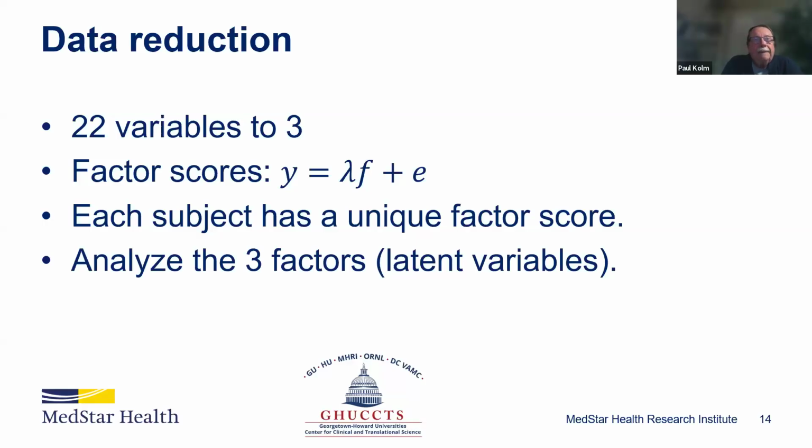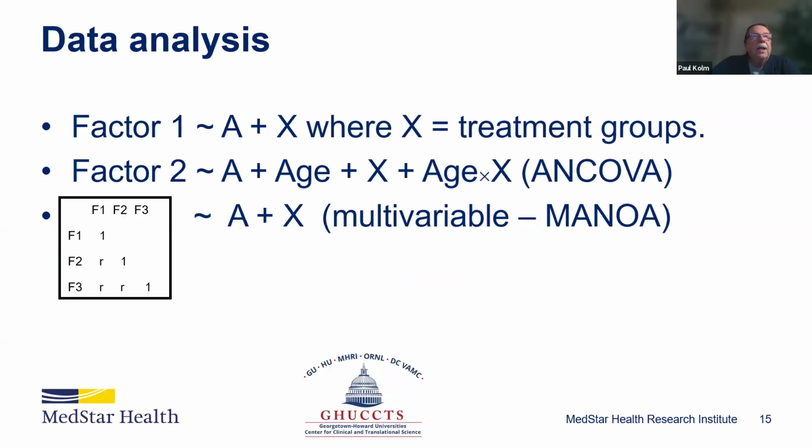And so what you're going to analyze then are the 3 latent variables. We can do this several ways. Maybe we want to analyze each factor separately. So for example, maybe we'll analyze factor 1, where we're going to look at independent treatment groups and whether there's a difference between the groups on factor 1. Now, if X, the treatment groups, are dichotomous, that is, they're just 2, then that's just a t-test. Otherwise, it's an analysis of variance.